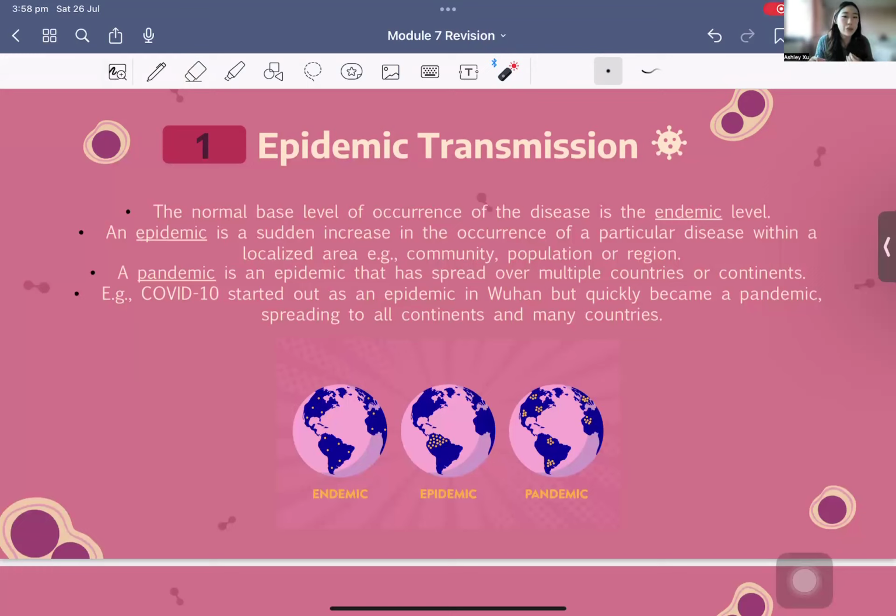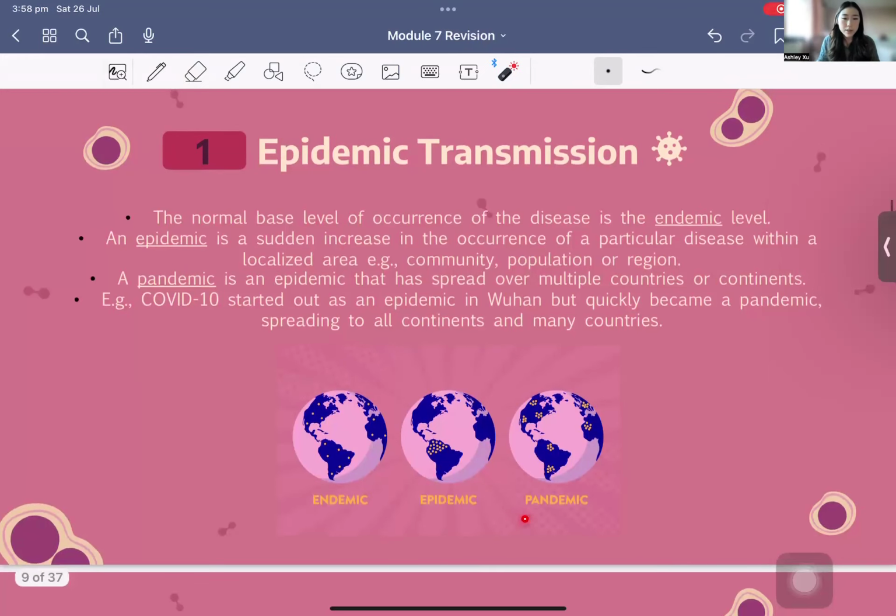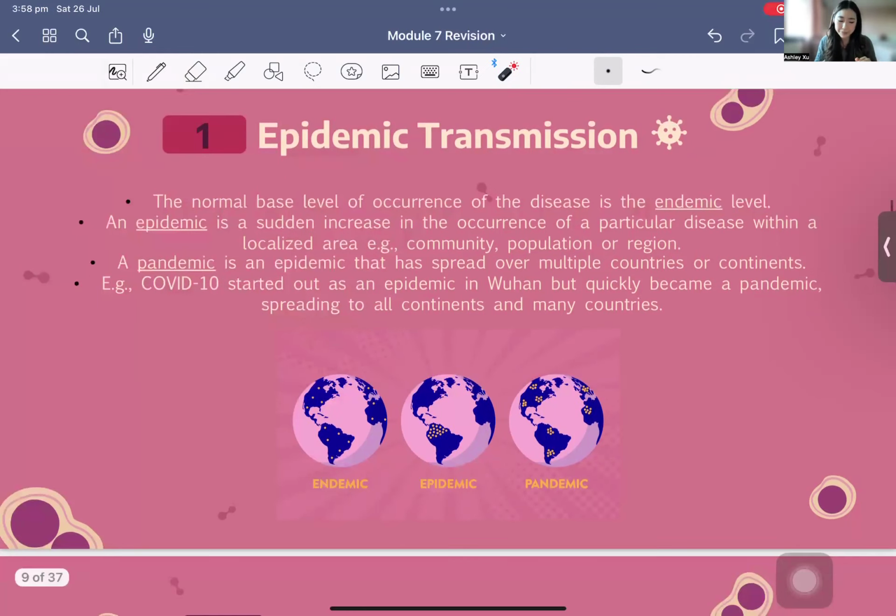Okay, and the WHO announces pandemics, and when a pandemic is announced, that's when all the countries have to follow precautionary measures. So know these three words, be able to explain them, and don't get them confused, especially endemic and epidemics.